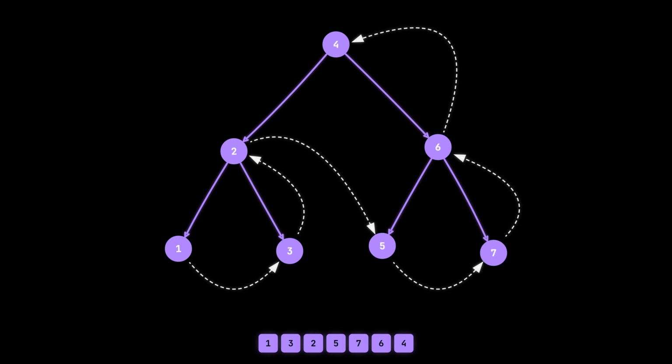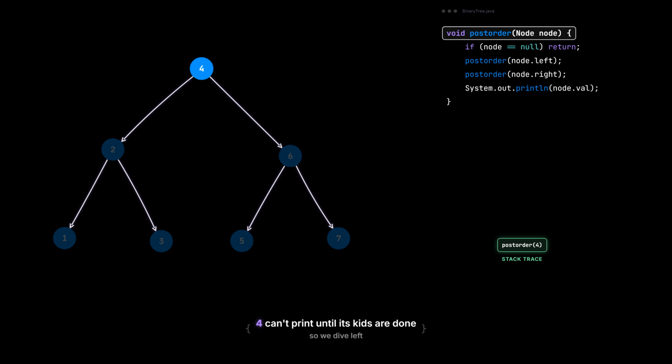Let me show you. So we start at the root, node 4. But we cannot print it yet. First the children, okay? This is the rule. First the left side, then the right side, and root in the end. Simple. In code, it is just 3 lines. Go left, go right, then print. Print is always last. So from 4, we go left first.